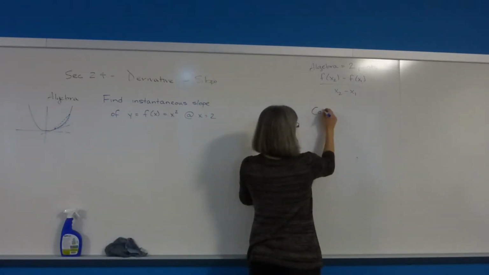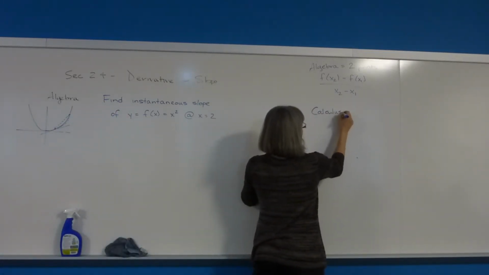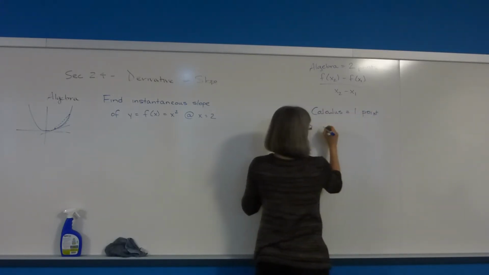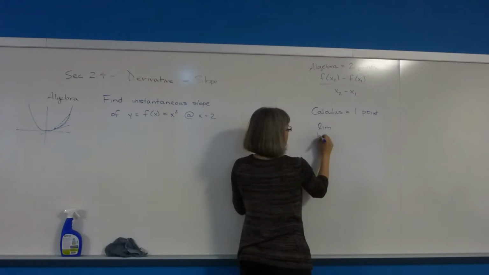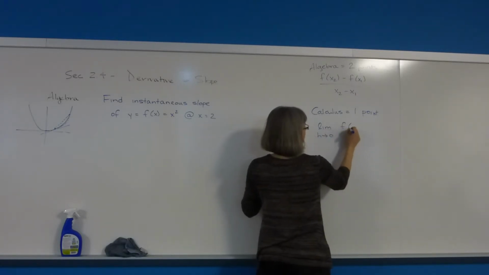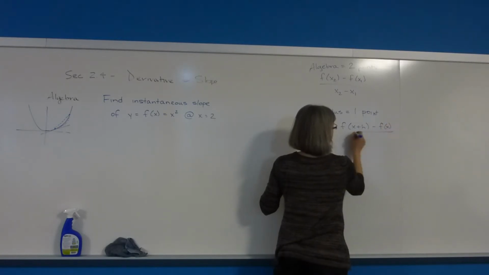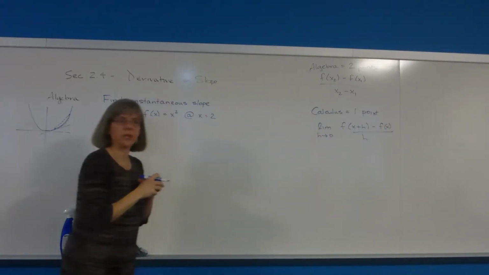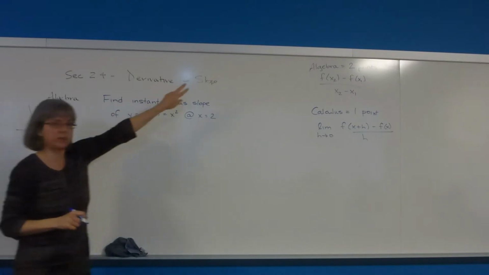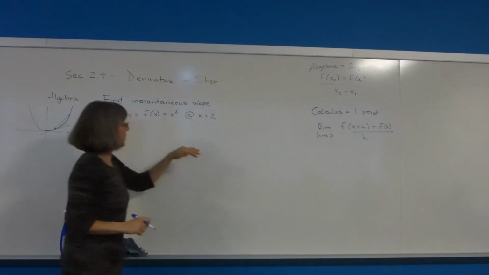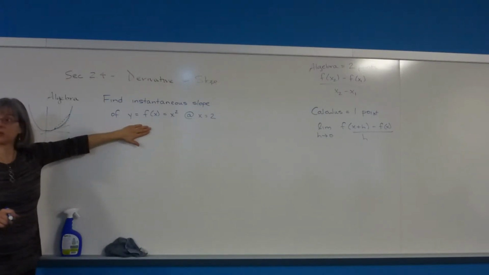So I'm going to come over here and just keep writing a list in here. So I have calculus, and I'm just writing this over here for reference: the limit of the difference quotient as h approaches 0. So I have algebra, 2 points, calculus, 1 point. If I wanted to find the instantaneous slope here, I have 2 choices.